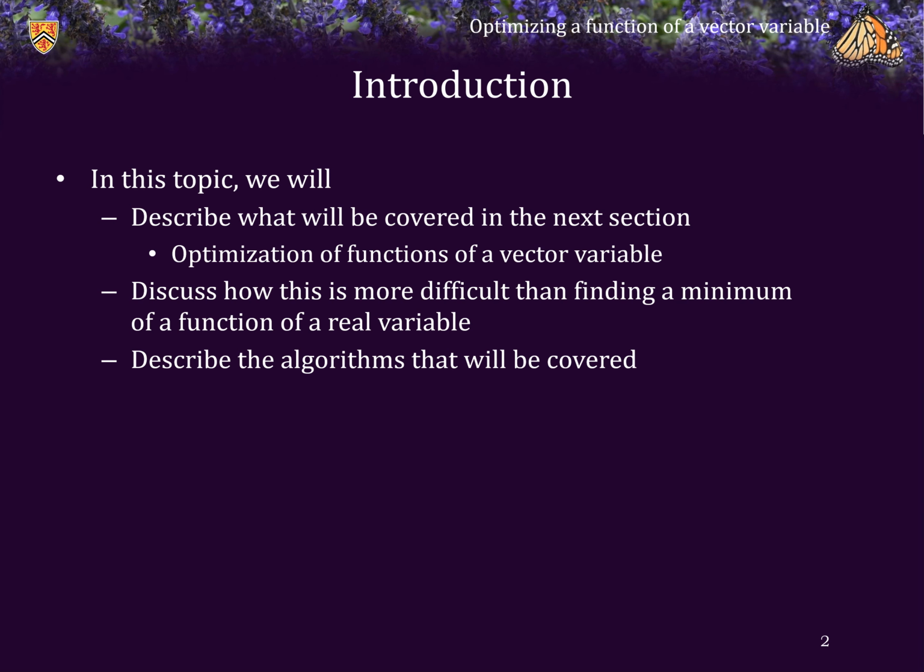So in this topic, we're going to be describing what's covered in this upcoming section, that is, optimizing functions of a vector variable, specifically finding maxima and minima of real-valued functions where the argument is an n-dimensional vector. So we're going to discuss how this is actually much more difficult than finding the minimum of a real valued function of a real variable, and then we will describe the three algorithms that we will be covering in this section.